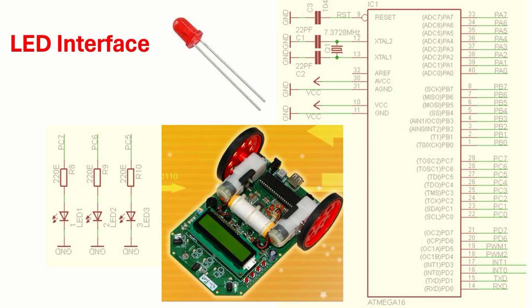And every port has how many lines? 8 lines. What are the names of the IO lines of every port?